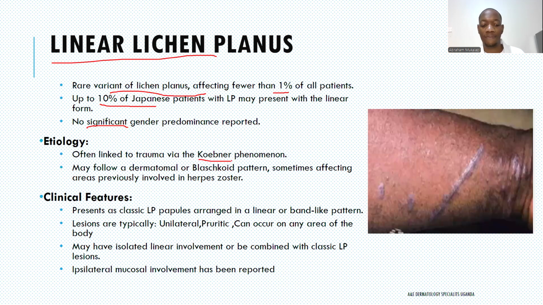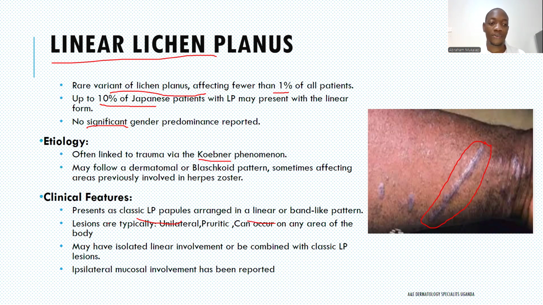Most of the time, linear just means a line. You can get this via Koebnerization: someone gets an injury and then lesions develop along this line, just as you can see in that picture. So that will be your linear lichen planus. Someone will still have the classic papules of lichen planus, but arranged in a linear pattern.